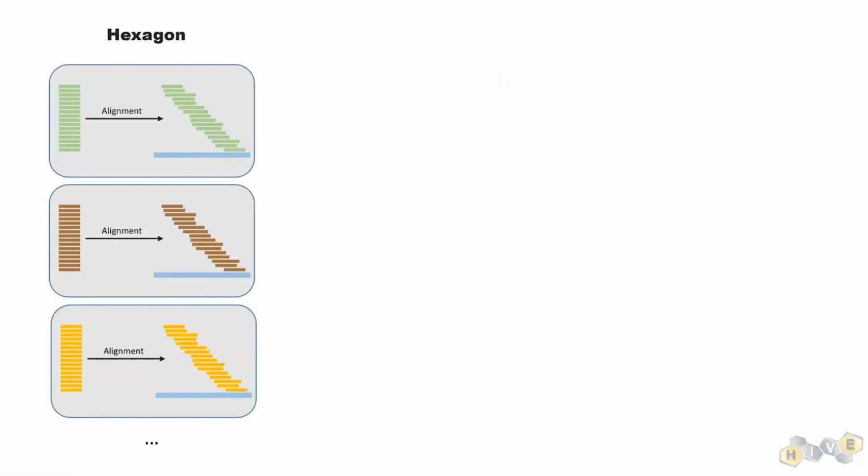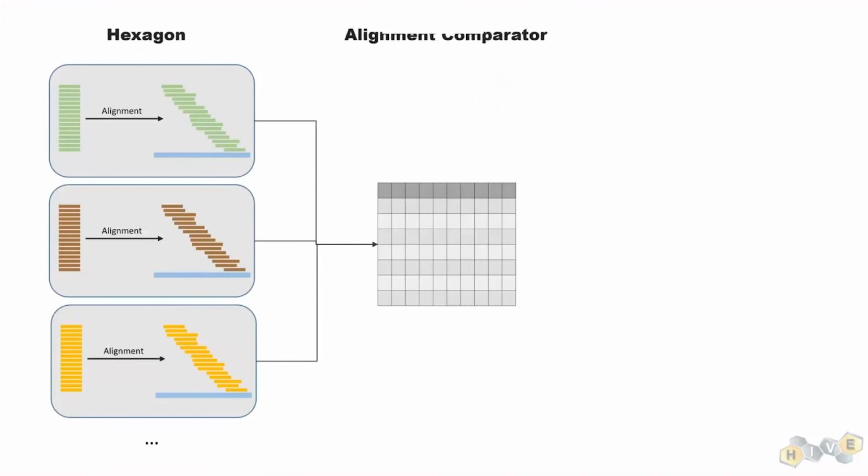So there are three steps to this pipeline. The first is an alignment, and you do this like you would with any other alignment. The native tool for alignments in Hive is HIVE-hexagon, so you carry out a normal alignment for any of the samples that you want to analyze. The second step is to send it to a tool called Alignment Comparator, which will combine all that data and format it in a way that the RLDA tool can use.